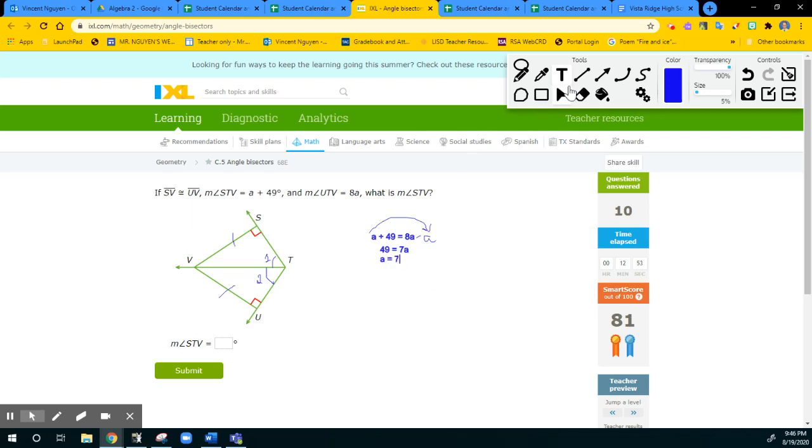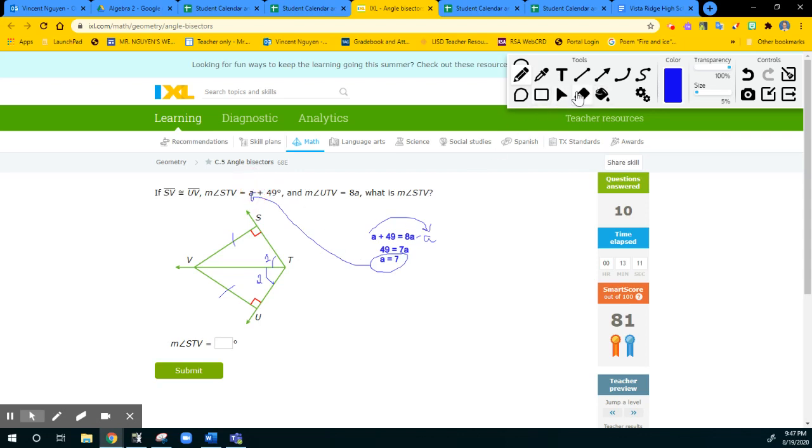Okay, alrighty. Oh, they want the angle. So here's the thing. You've got to take this answer and plug it in for STV. So you're going to substitute it in for angle STV. STV is this angle right here. So you're going to take this 7 and plug it in there.